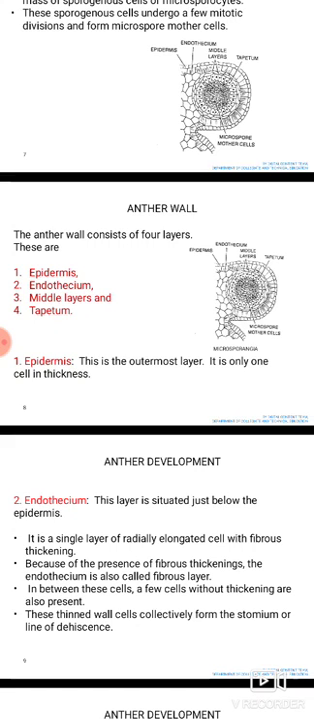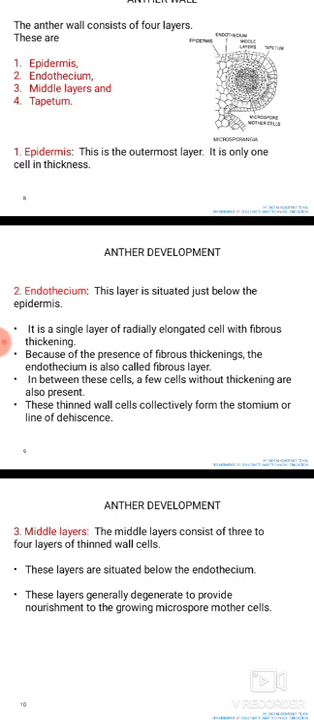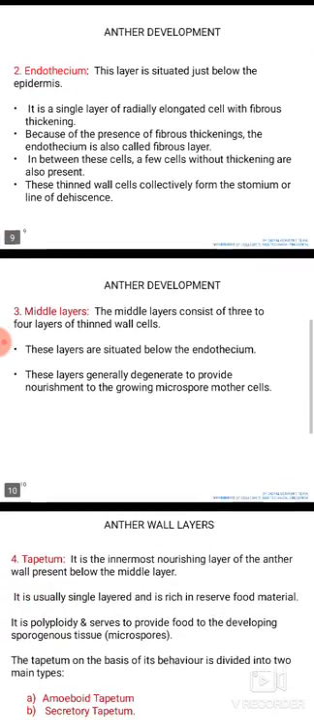In between these cells, a few cells without thickening are also present. These thin-walled cells collectively form the stomium or the line of dehiscence. The middle layers. The middle layers consist of 3 to 4 layers of thin-walled cells. These layers are situated below the endothecium. These layers generally degenerate to provide nourishment to the growing mother cells.